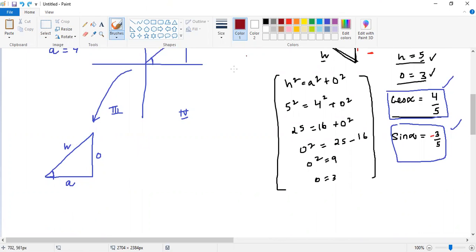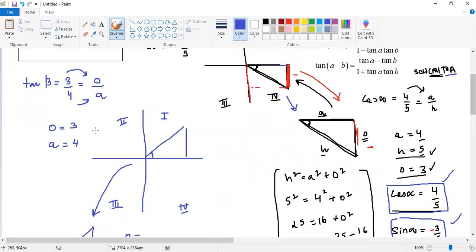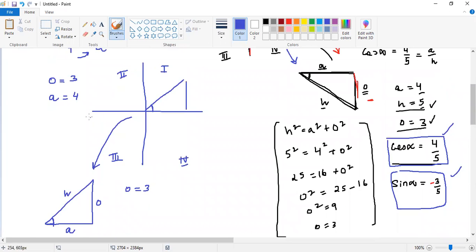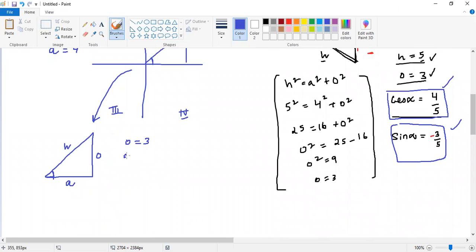We know that O is equal to 3, because of what I explained here. And our adjacent side is equal to 4. We want to find the hypotenuse, which is what we don't know. So we want to again leverage the Pythagorean theorem to solve for the hypotenuse.